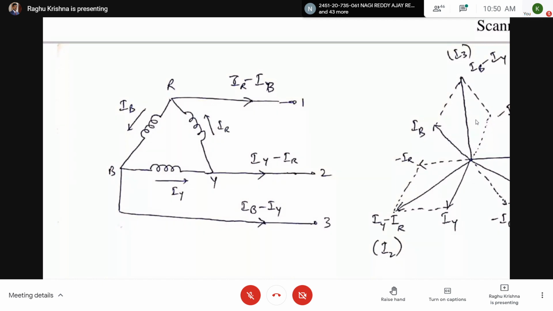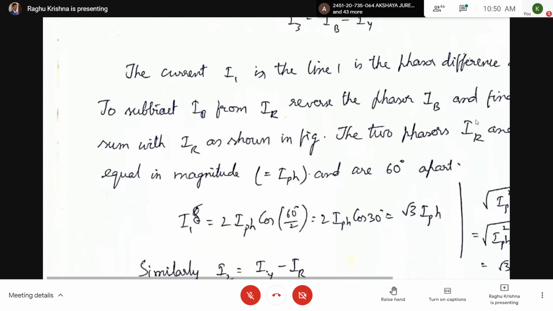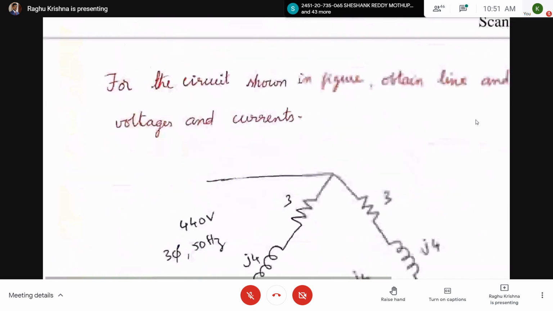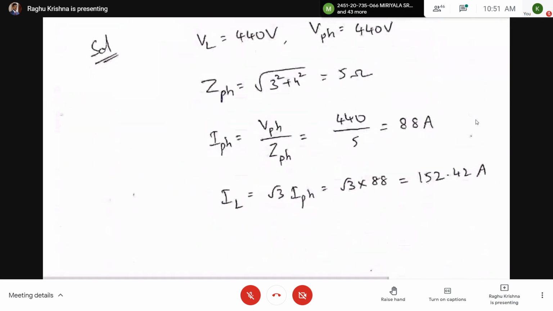So line current is equal to √3 times the phase current in a delta connection. Line current is equal to √3 phase current. So line current is equal to √3 I phase in a delta connection. So this is about star and delta connection.